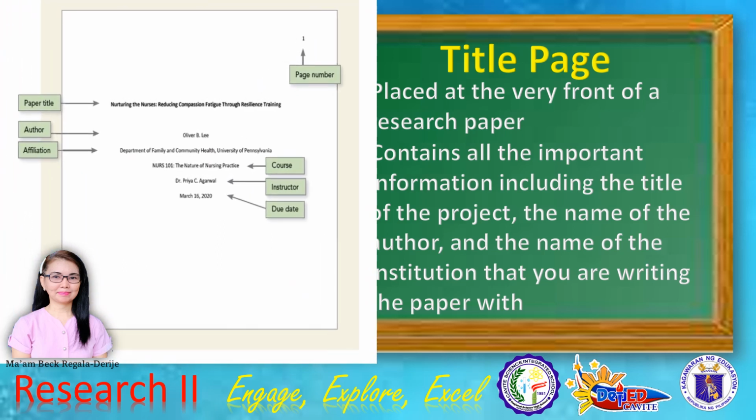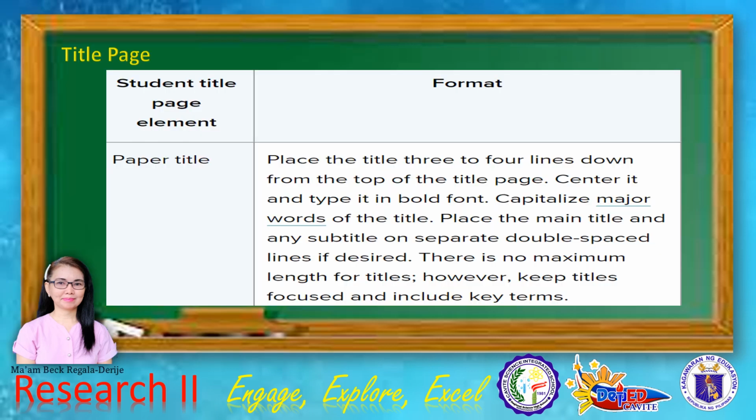So here we have an example of a title page. So you have there the page number, the paper title, the author, the affiliation or the institution that you are writing the paper with. We may include the course, the instructor, and the due date. Now let us describe each of them in details. First, we have the paper title, or the title of the paper or project.